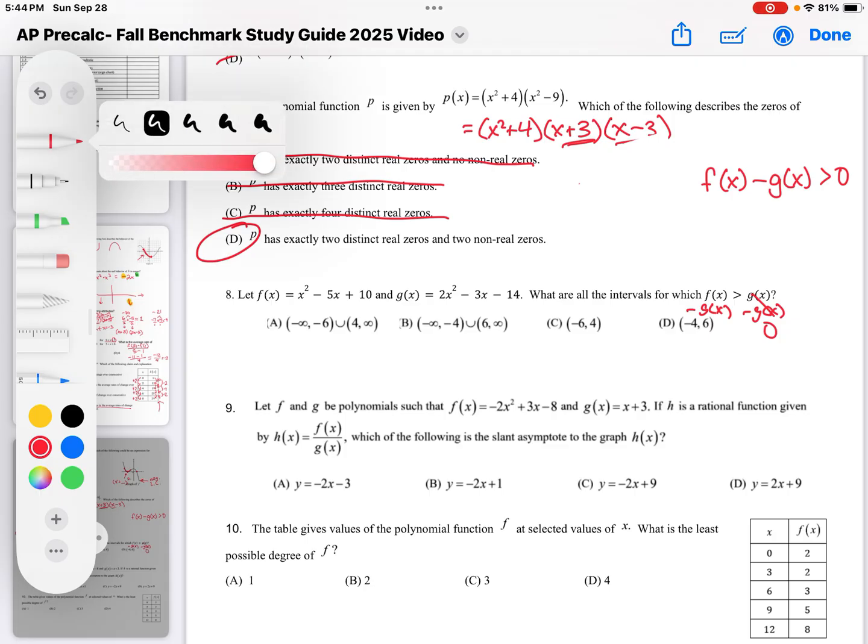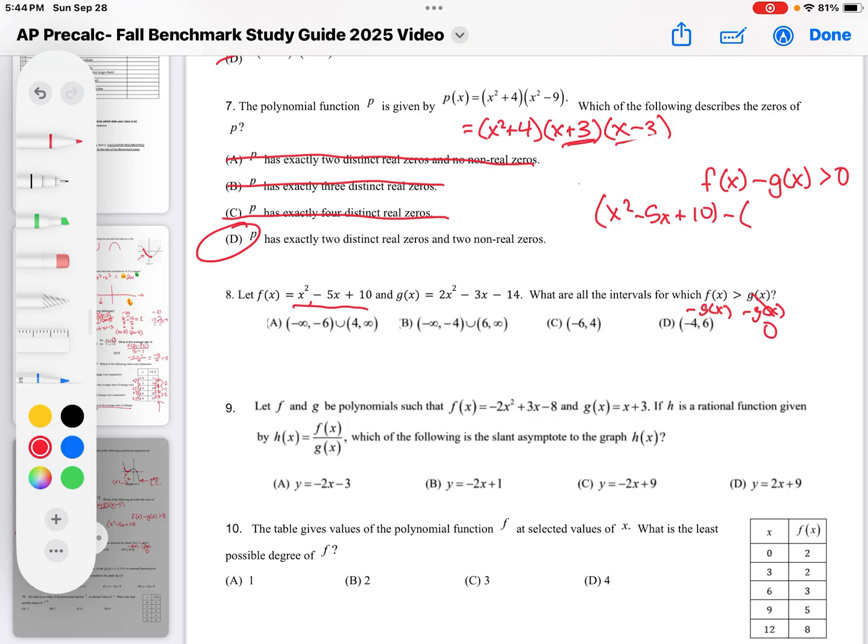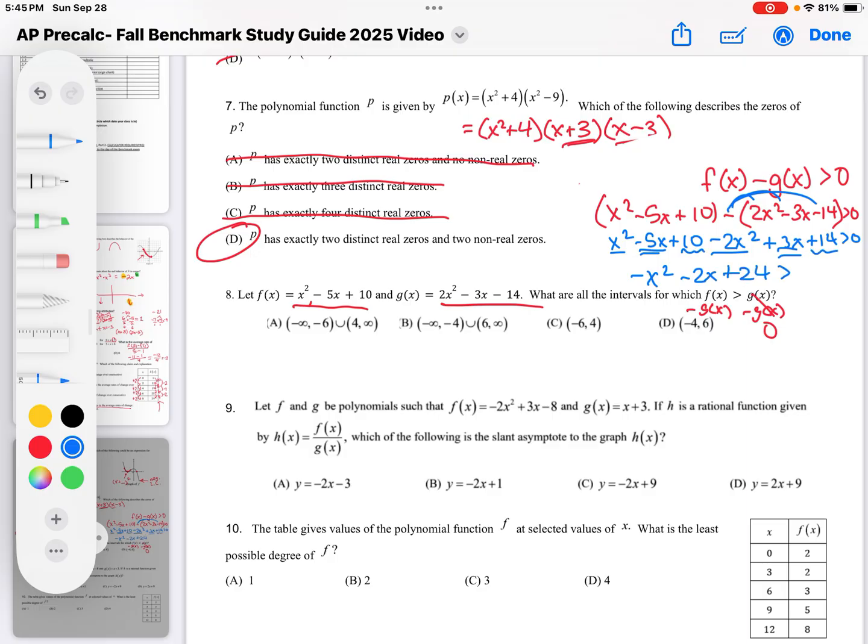Since I know that now, I'm just going to take my f of x function, which is x squared minus 5x plus 10, and I'm going to subtract from it my g of x function, which is 2x squared minus 3x minus 14, and I need that to be greater than 0. All right, so we distribute that minus sign, and we get x squared minus 5x plus 10 minus 2x squared plus 3x plus 14. And I combine my like terms, so I get negative x squared minus 2x plus 24 greater than 0.